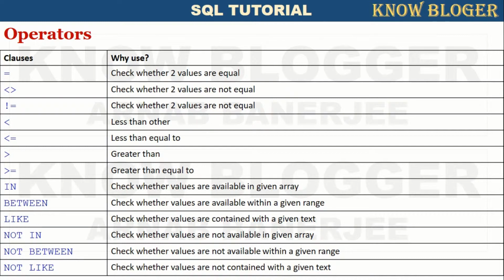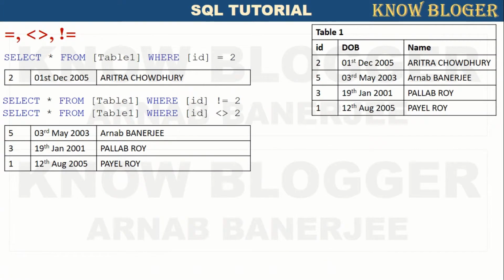Equal to means it checks whether two values are equal. Not equal means it checks whether two values are not equal. Less than means it checks whether the left hand side number is less than the right hand side. These are common operators that you know, and less than or equal, greater than or equal, are the same thing. Now IN, BETWEEN, LIKE are new operators, so I will cover all the operators step by step. Please listen. Now I will discuss equal to and not equal to.